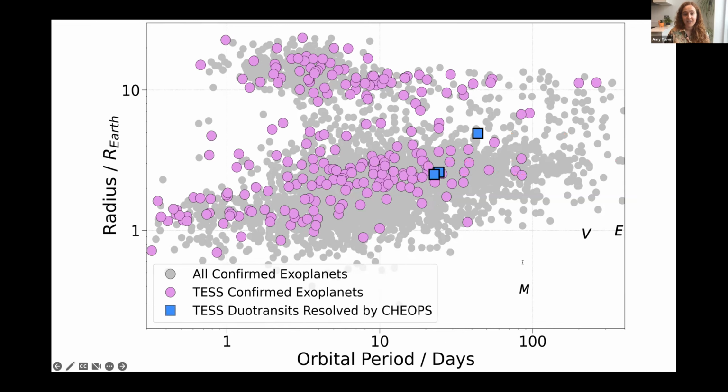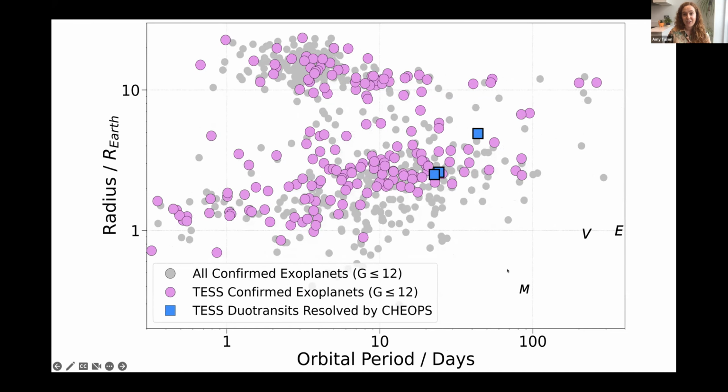However, these geotransits are all orbiting stars brighter than a Gaia magnitude of 12. So let's remove all the confirmed exoplanets around stars fainter than this. You can now see that these geotransits are amongst the smallest, longest period planets orbiting bright stars. But this isn't all that we've done in the CHEOPS geotransit program.